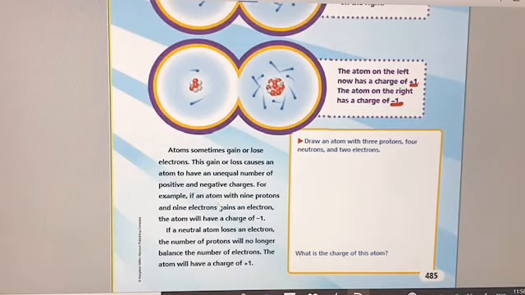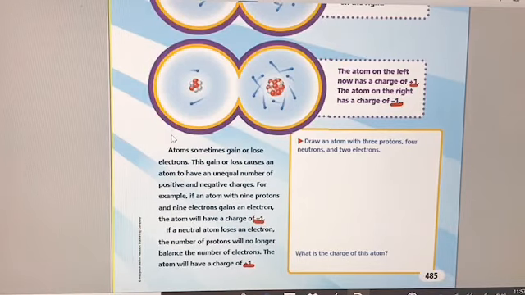For example, if an atom with 9 protons and 9 electrons gains an electron, what is going to happen? The atom will have a charge of 1 negative. See, we say 1 negative charge. So, if a neutral atom loses an electron, the number of protons will no longer balance the number of electrons, and the atom will have a charge of 1 positive.